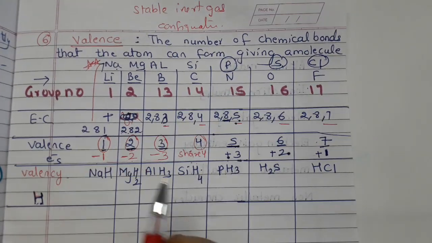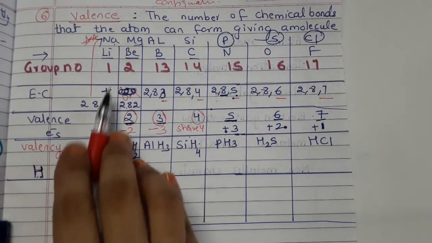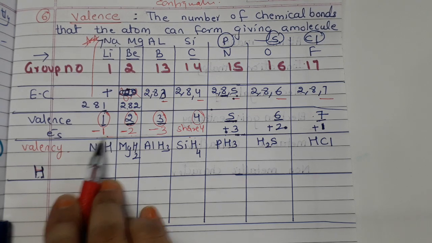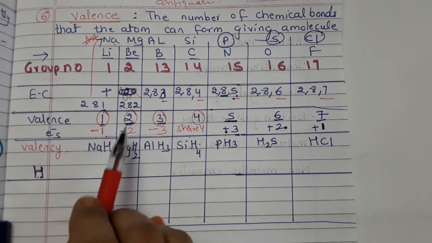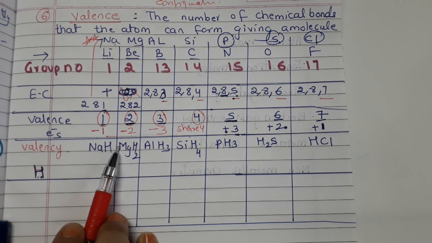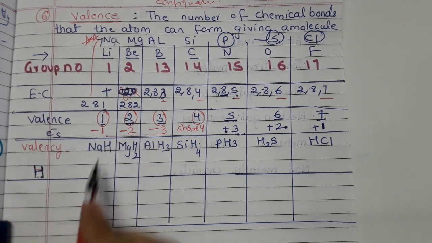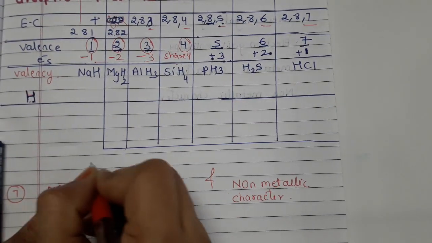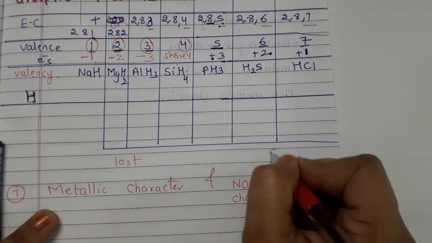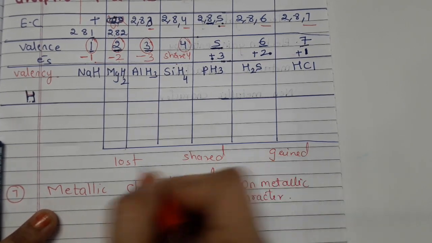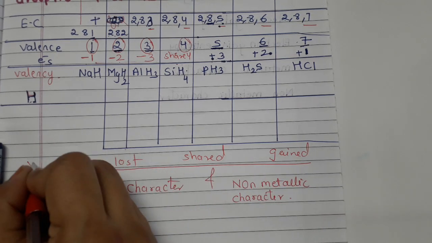I repeat, the number of electrons. Like sodium, over here its valency is 1 because it is losing 1 electron and achieving stability. Beryllium or magnesium, you take, it is losing 2 electrons and achieving stability. So what is valency? It is the number of electrons which are lost or which are gained or which are shared so as to achieve the stable inert gas configuration.